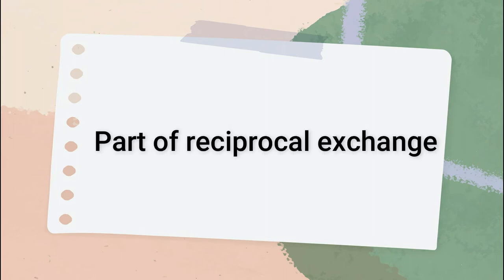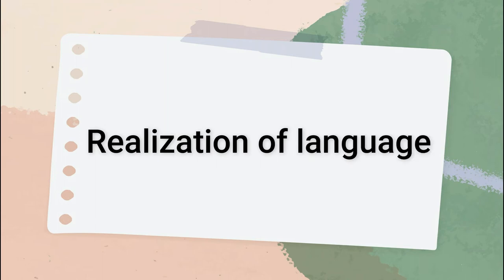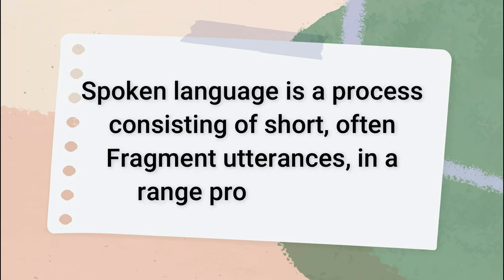Speaking as an instance of use, therefore, is a part of reciprocal exchange in which both reception and production play a part, which involves both receptive and productive participation. Speaking refers to realization of language as used in spoken interaction and visual media, since it is an activity which makes good use of gesture and facial expression. As Noon and David propose, spoken language is a process consisting of short, often fragmentary utterances in a range of pronunciation.